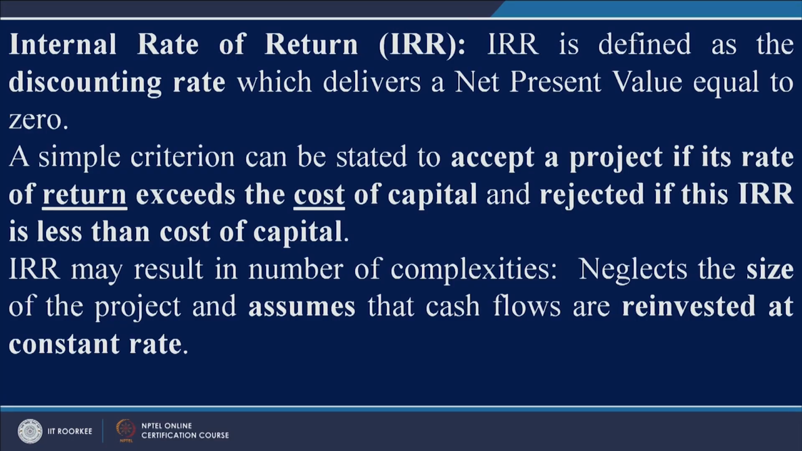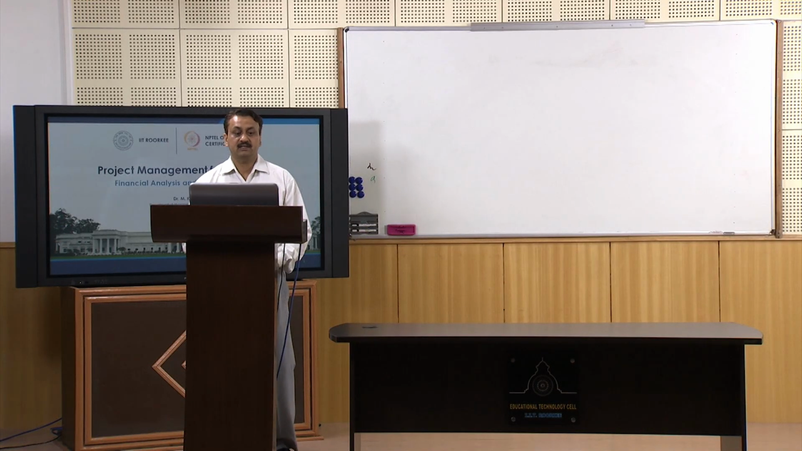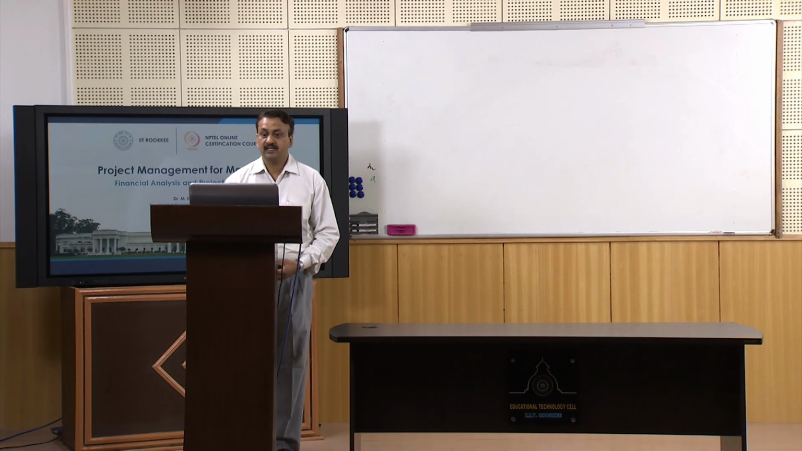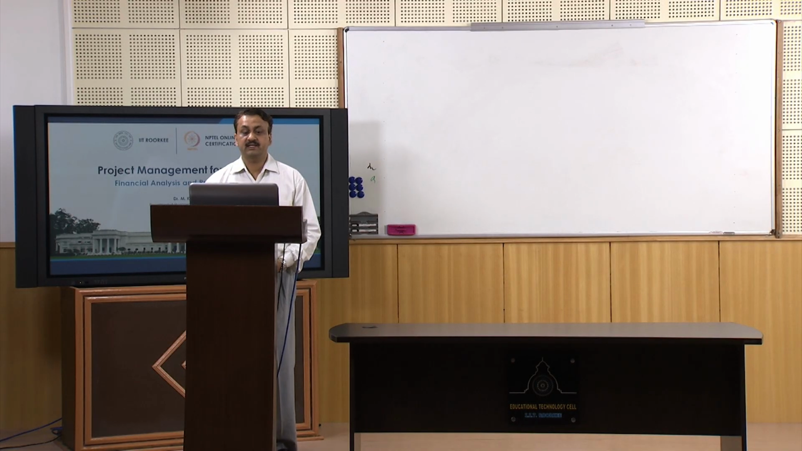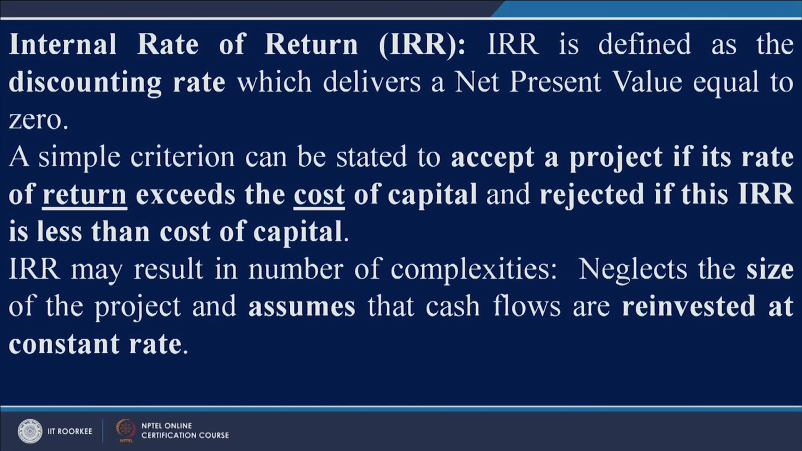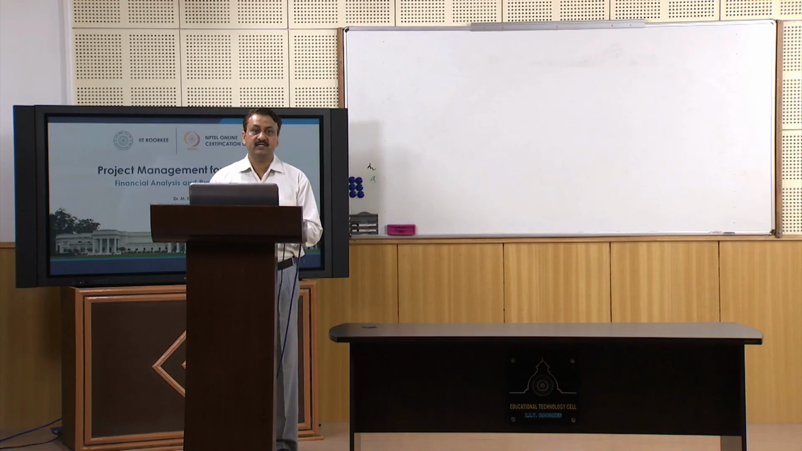Let us look at another method of capital budgeting, which is a discounted type: IRR, internal rate of return. IRR is defined as the discounting rate at which NPV is 0. So we have to increase or decrease the discounting rate in such a way that we get NPV equal to 0, and that would be IRR.